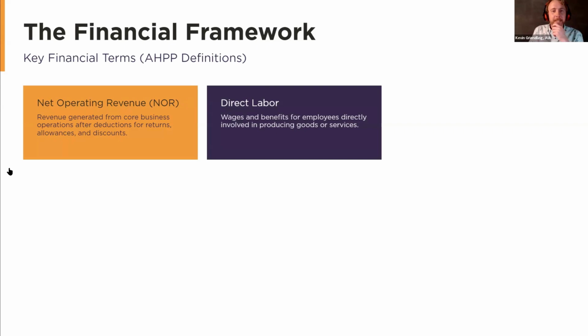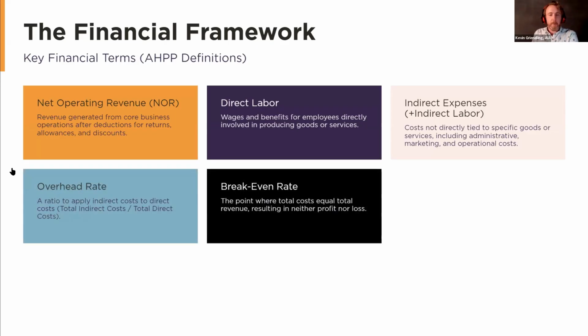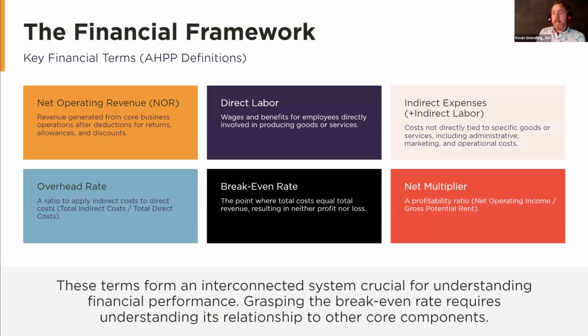Okay. Direct labor is another concept that we're going to talk about. We're going to talk about indirect expenses and indirect labor. This is every expense that your firm has that either is going to be put on an overhead side or a direct labor side, and this all feeds into your break-even rate. So there's your overhead rate. We're going to talk about that break-even rate, and we're going to discuss net multiplier. These are not all of the terms that you see in the Architect's Handbook of Professional Practice, but these are the ones that probably most directly either affect or are affected by the break-even rate. Get into that in just a moment.